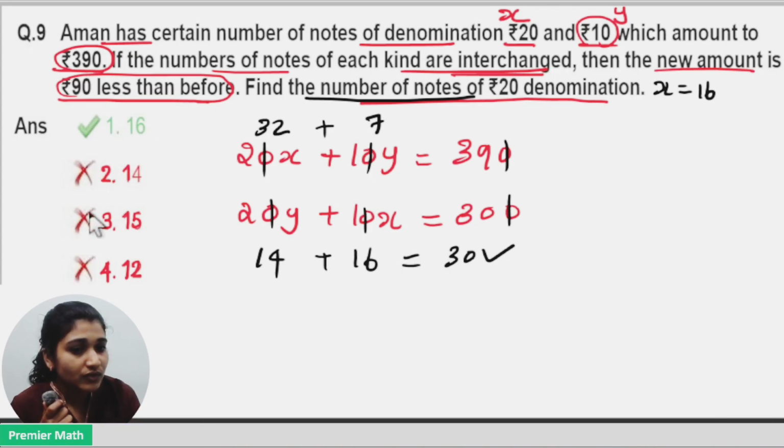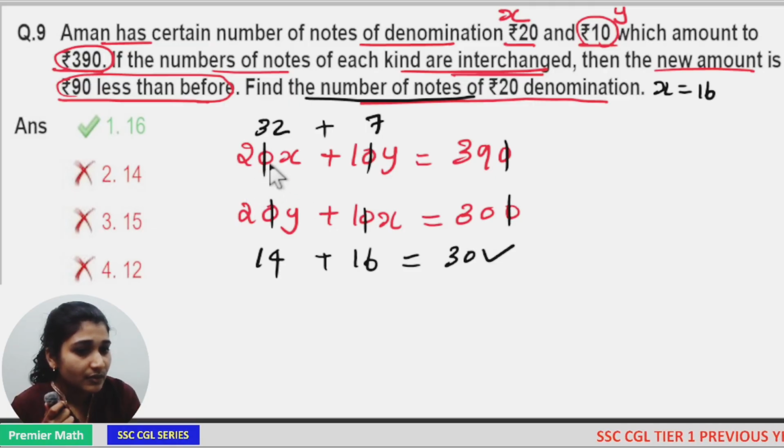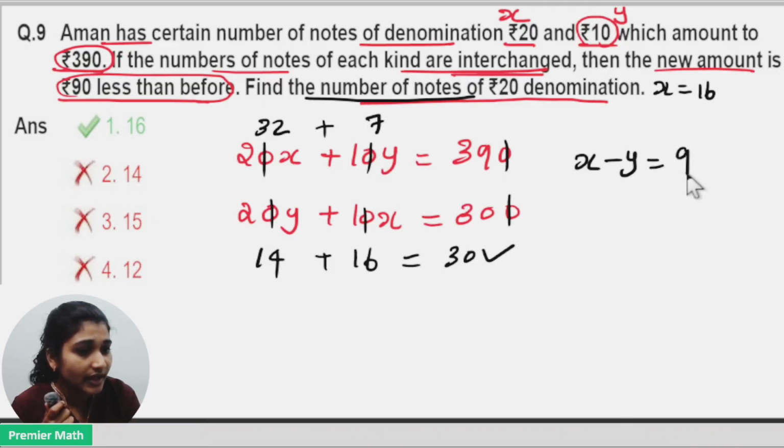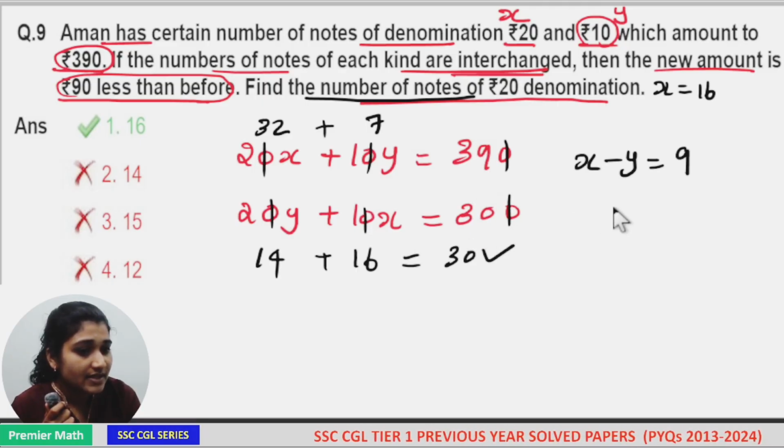Or you can do it with the elimination method as well. Here, if you subtract, 2x minus x is equal to x and y minus 2y is equal to minus y, which is equal to 39 minus 39. Now just add the equations: 2x plus x is 3x, y plus 2y is 3y. So 3x plus 3y is equal to 39 plus 30, 69.